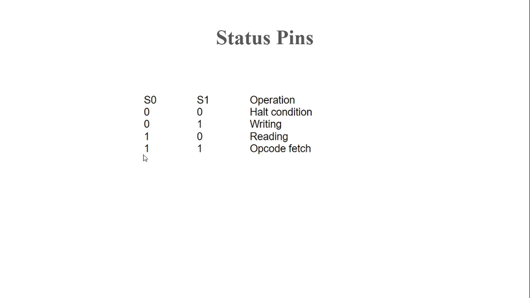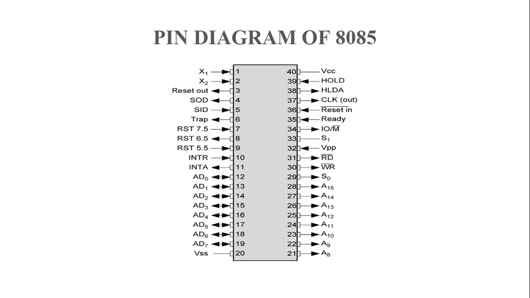So when S0 and S1 are both 1 1, in such case the opcode fetch operation is performed, while when 1 0 is available then it performs the reading operation, 0 1 then the writing operation, and if both the inputs are 0 0 then it indicates the halt operation. So on the basis of the input available on these pins, we have described which type of operation the microprocessor can perform. Getting?